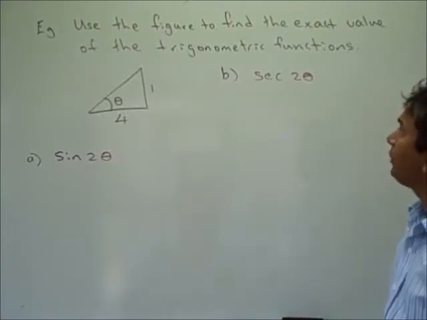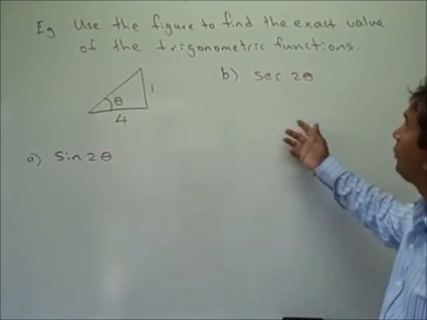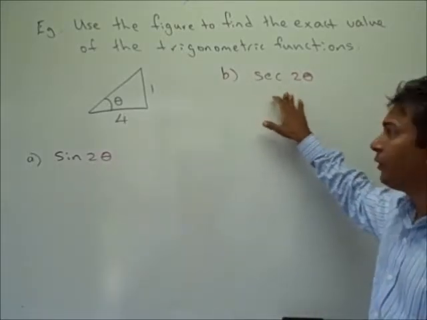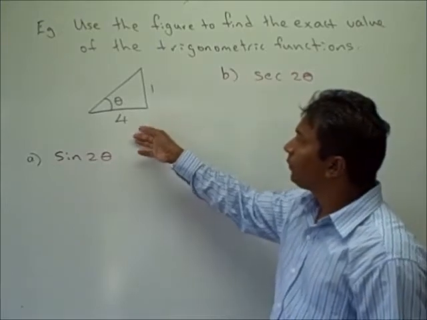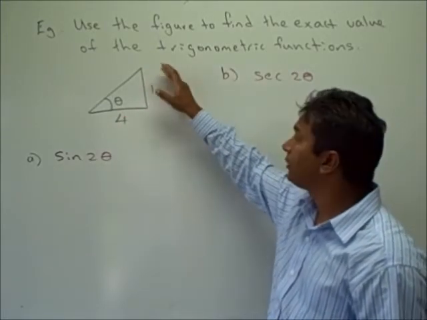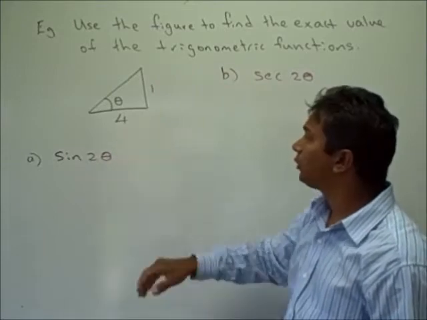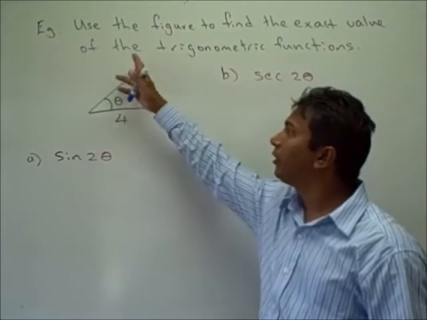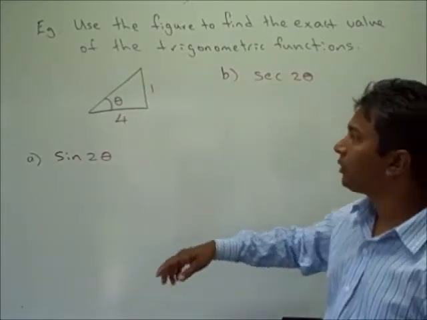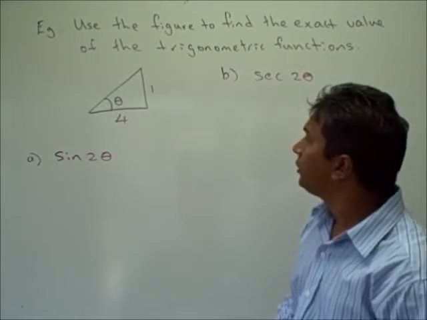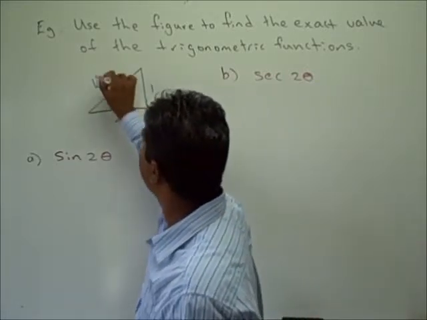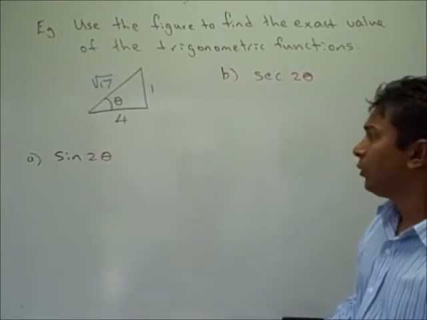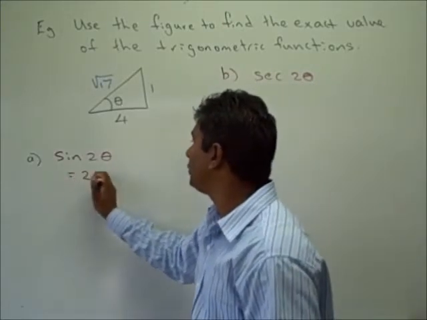Here we have an example in which we are trying to find the exact value of the trigonometric functions sine 2 theta and secant of 2 theta, given the figure where our opposite side is equal to 1 and our adjacent side is equal to 4. From our Pythagorean theorem, we can find our hypotenuse. We know this would be the square root of 4 squared plus 1, so this ends up being the square root of 17.